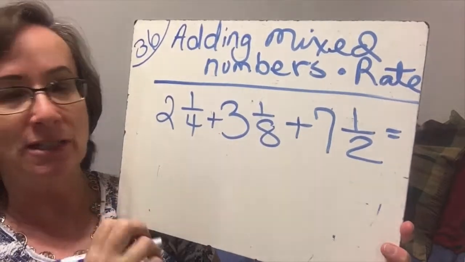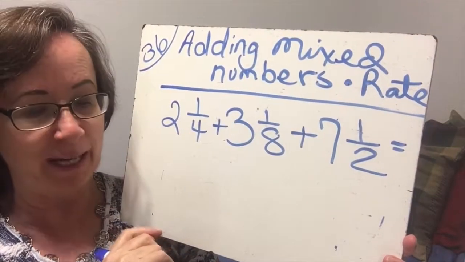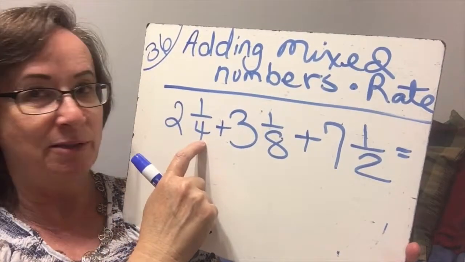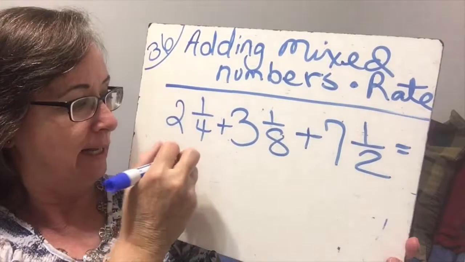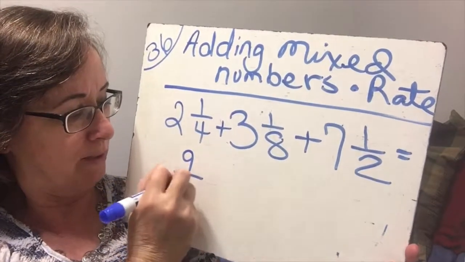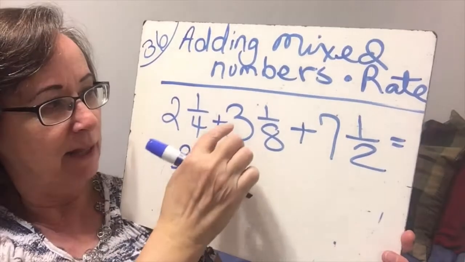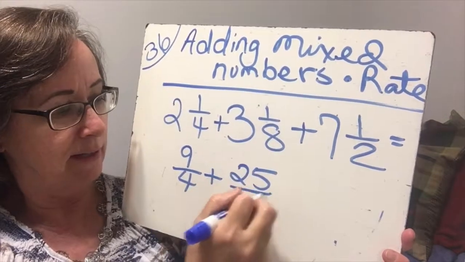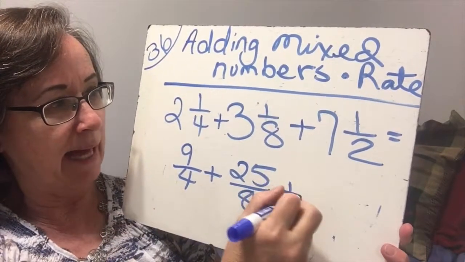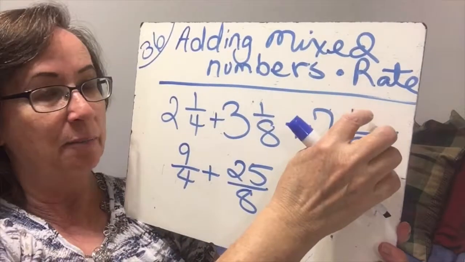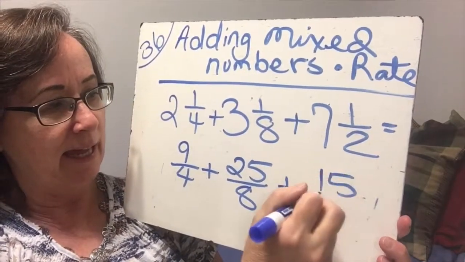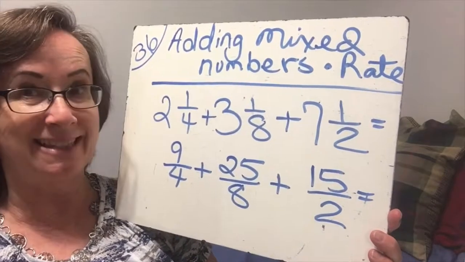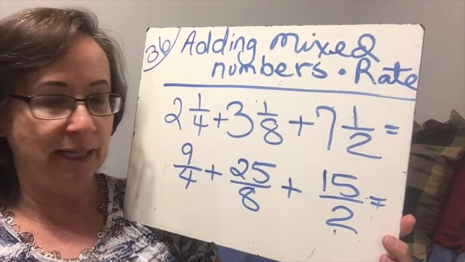Okay, so the very first thing is we're going to change these all to an improper form just to remind ourselves how to do that. So 2 times 4 is 8, plus 1 is going to be 9/4, plus 3 times 8 is 24, plus 1 is 25/8, plus 7 times 2 is 14, plus 1 is 15/2. Now we know that we can't add those fractions together because they are not like denominators.